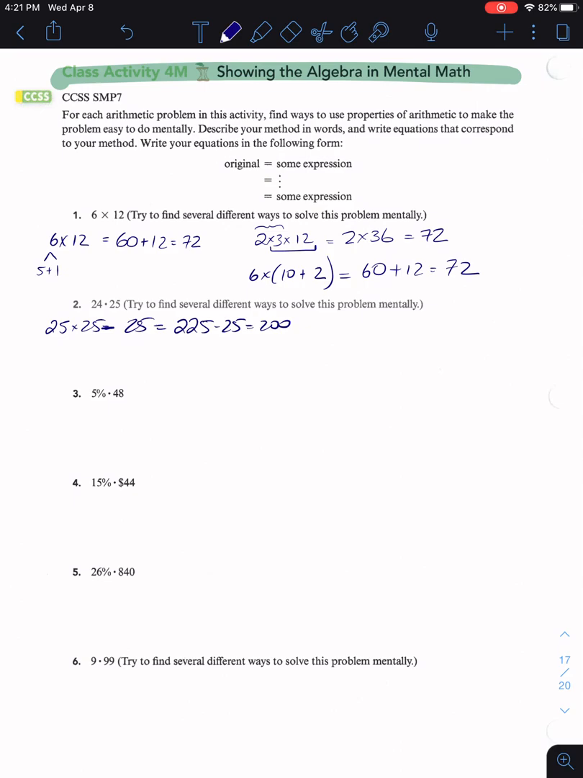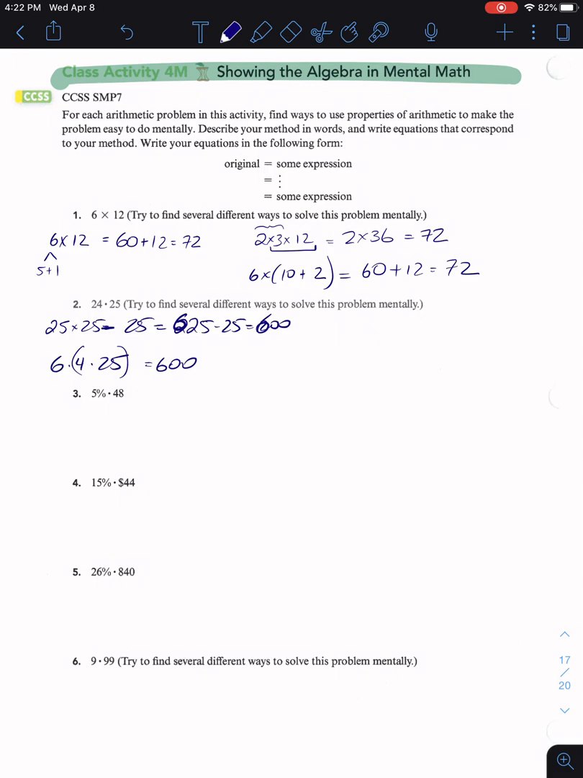Or could we do 24 as 6 times 4 times 25? What's 4 times 25? That's 100. So 6 times 100 is 600. Again, lots of different ways that we can do this. I'm sure there are others.